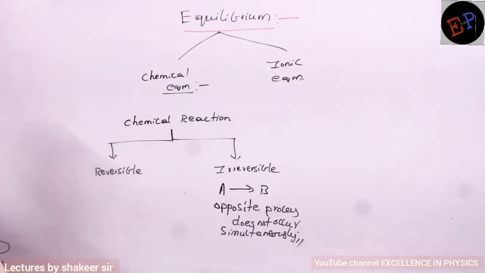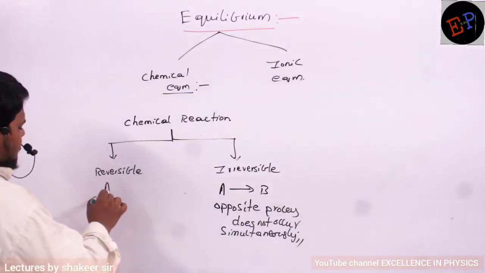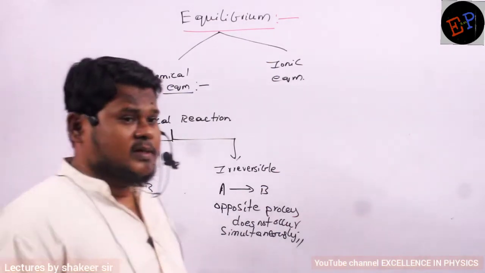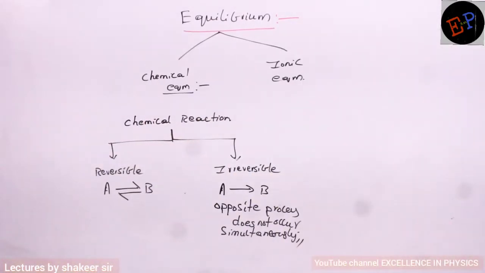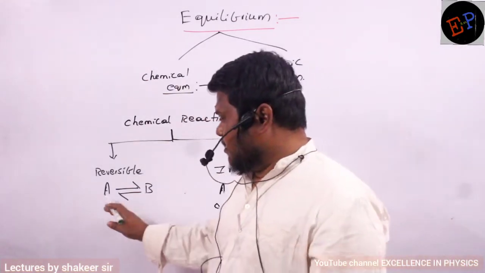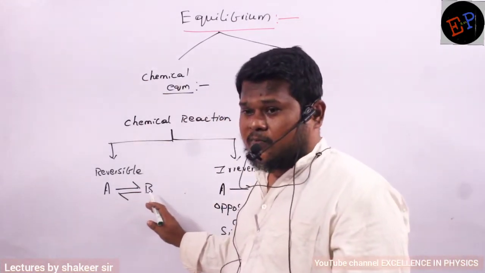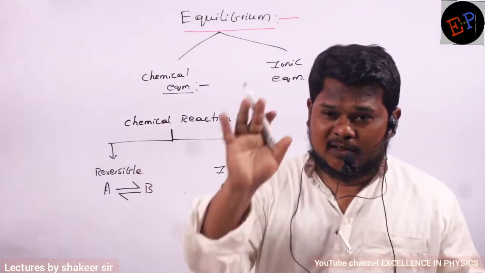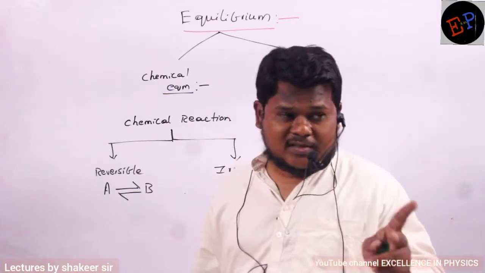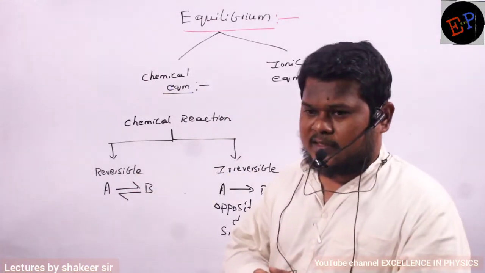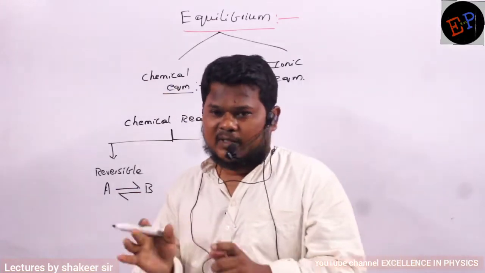Now coming to reversible chemical reaction, A can form B, at the same time B also can form A. What is meant by at the same time? At the same time means reactants are reacting to form products, and at the same time products again are forming the reactants. If both processes are happening simultaneously, then that type of reaction we can call a reversible chemical reaction. Are you able to understand?